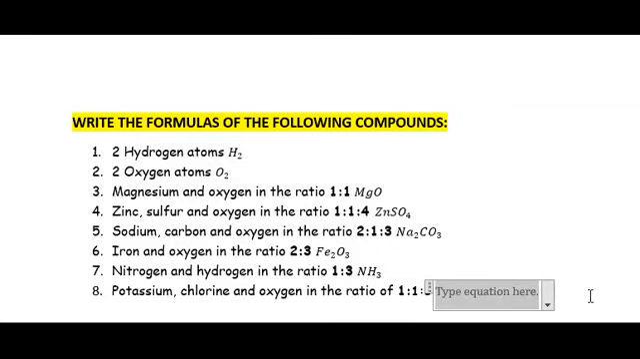Sorry, ma'am. Please come again, ma'am. One more time, help out, ma'am. Okay, so you need to tell me. You need to write down the chemical formula of potassium, chlorine, and oxygen bonded in the ratio of 1:1:3. So just try it. Even if you get it wrong, it's fine.